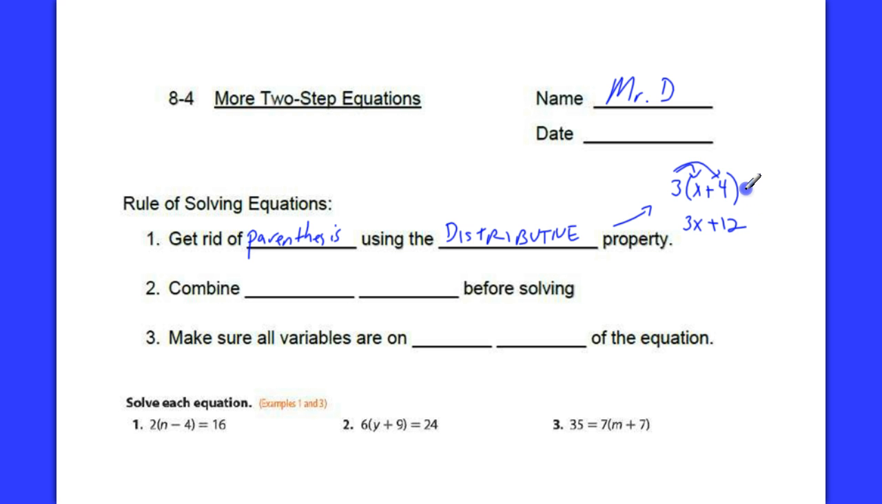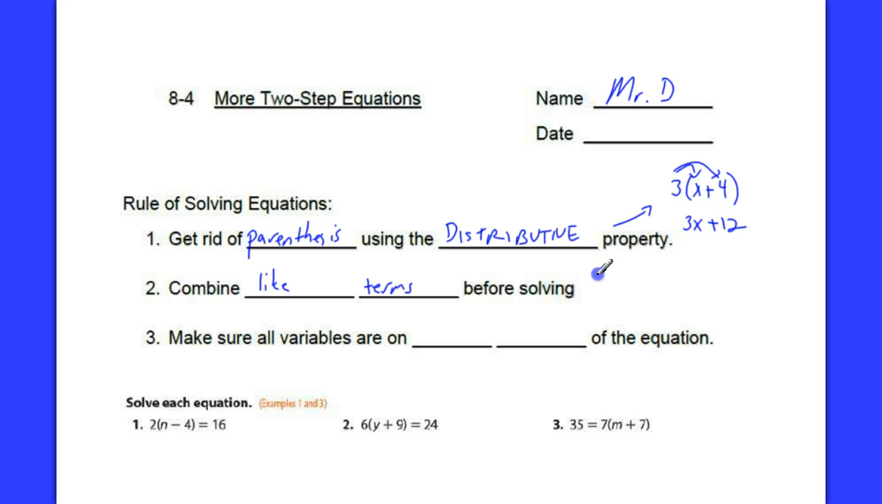Well, we're now going to see those in problems with equal signs, and we would just do the same thing, but we have to get rid of the parentheses first. So you see parentheses, you've got to be thinking, hey, get rid of those. All right, number two says combine like terms before solving. So we have to get rid of parentheses and we have to combine like terms.